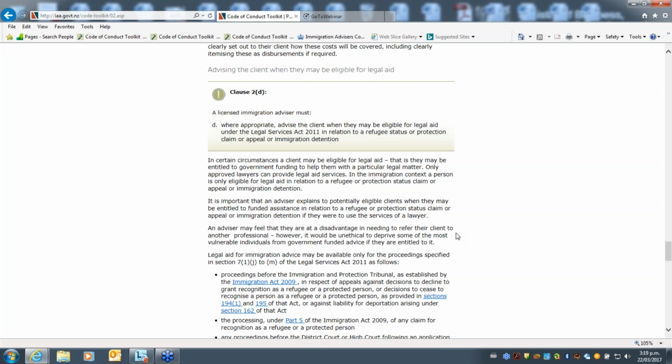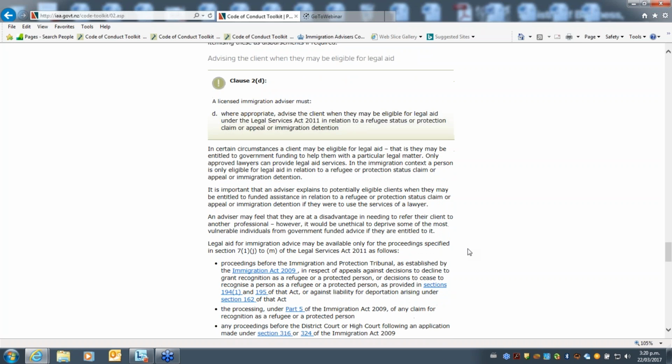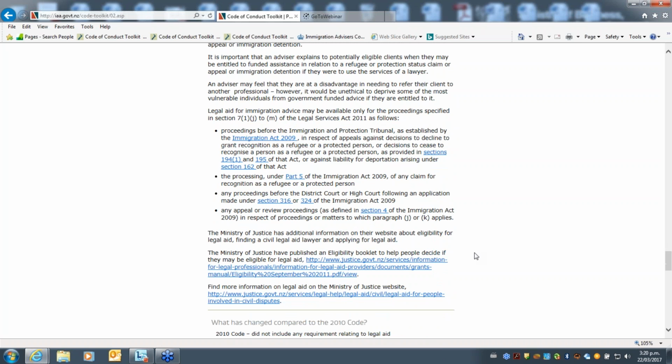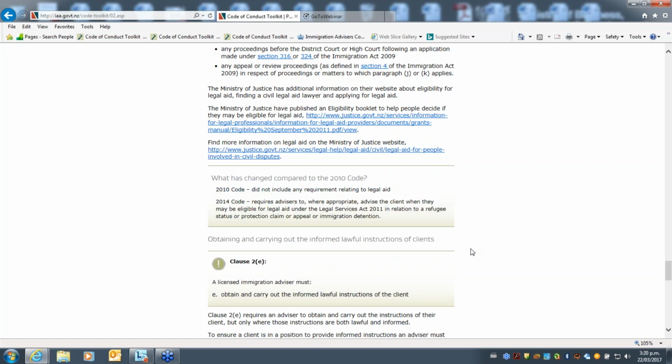Clause 2D is around where a client may be eligible for legal aid. Now these are very limited circumstances in relation to refugee status or protection claims or appeals or immigration detention. So you need to be aware of that clause if you are dealing with clients who may fall into that, and you simply need to advise them that there's a potential they may be eligible for legal aid. And if you are not familiar with this clause, I do encourage you to refresh by going back to this part of the toolkit.